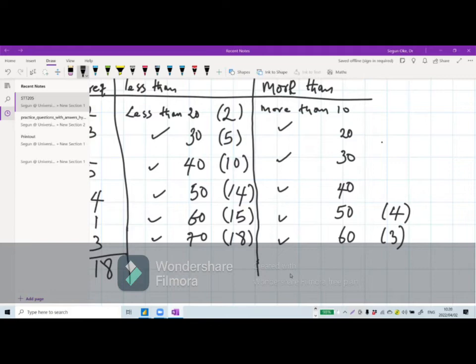Add them from bottom to top. 3 plus 1, 4. Because 4. How many people here sell more than 40?